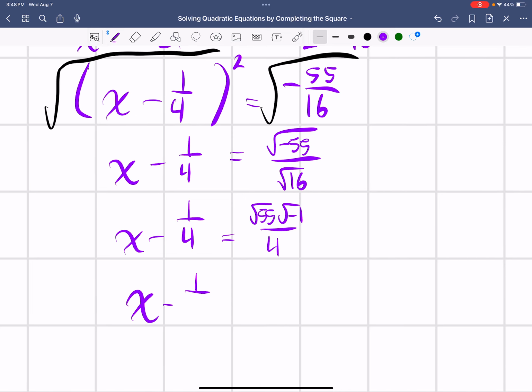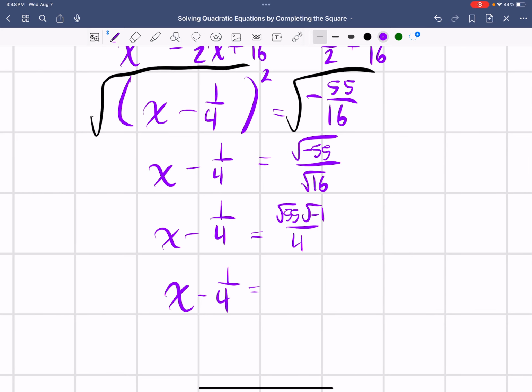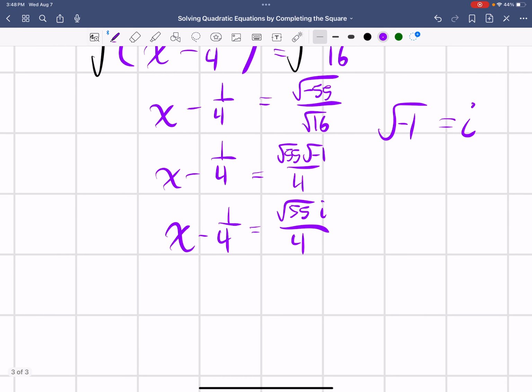And if you haven't already learned this, root negative 1 is defined as i. Right? So we can call this root 55 i over 4. And let's think, can we simplify root 55? Well, that's 5 times 11, both prime, so no, we can't. So we're just about done. We'll add 1/4 to both sides.